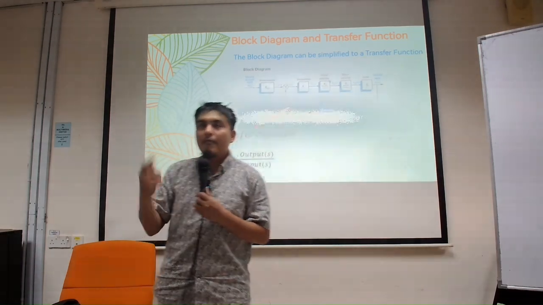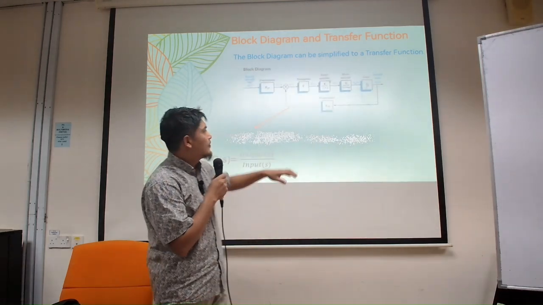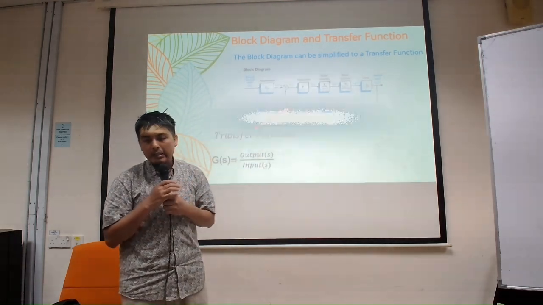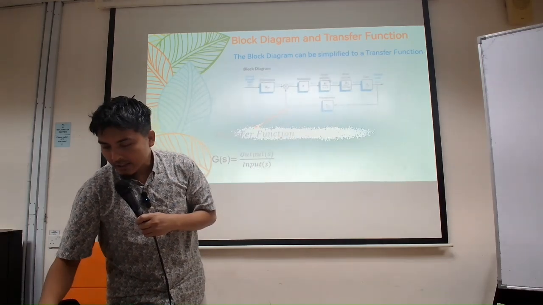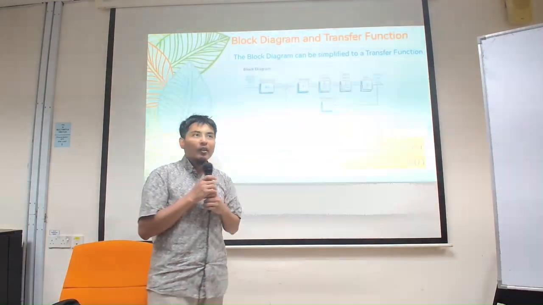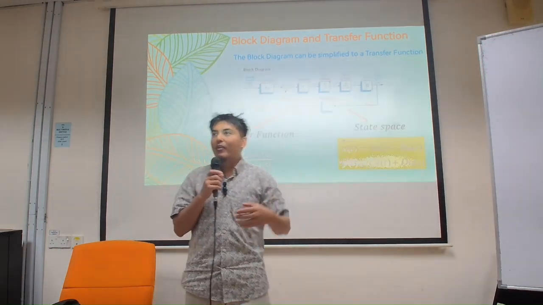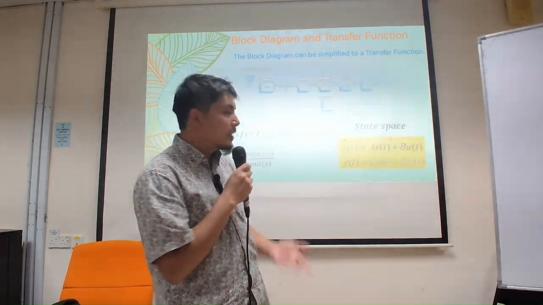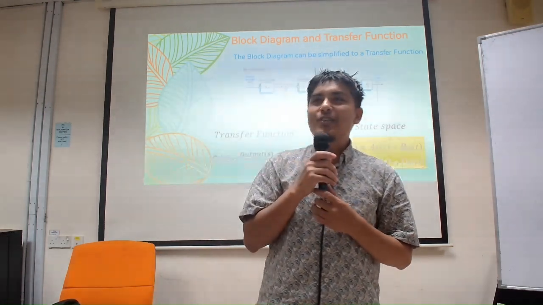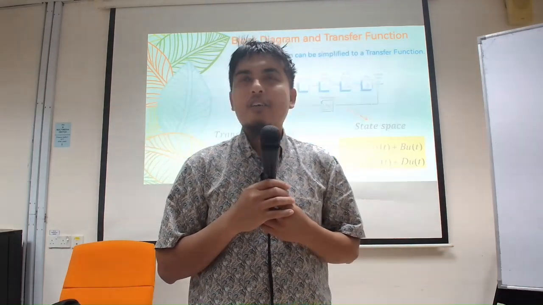However, in control 2, instead of converting to a transfer function, you will convert to a state space. So this is the state space equation: x dot equals Ax plus Bu, y equals Cx plus Du.